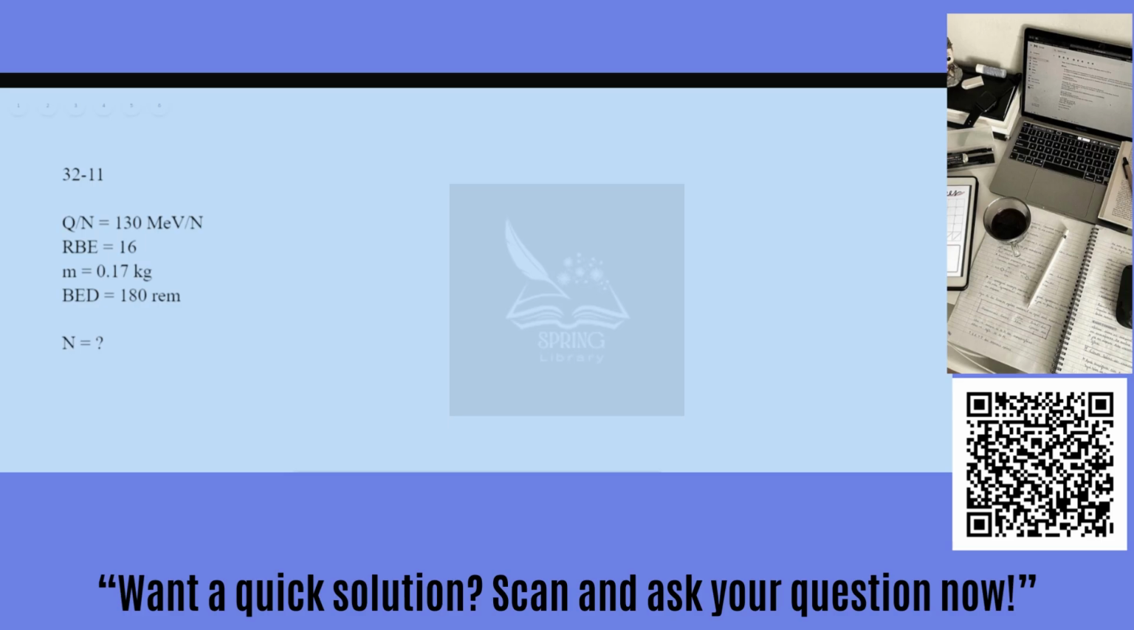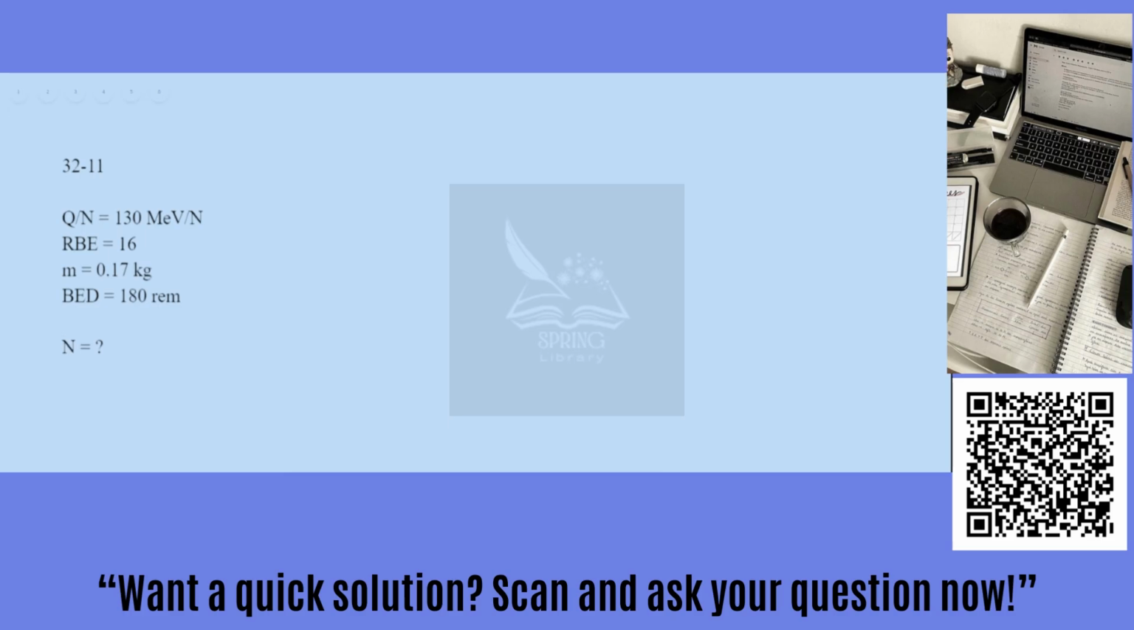All right, question 11 in our book states that a beam of nuclei is used for cancer therapy. Each nucleus has an energy of 130 MeV. So from context, we know that's 130 MeV per nucleus, which I put here as MeV per N, nuclei or events number, whichever you choose. And the RBE of this type of radiation is 16. The beam is directed onto a 0.17 kilogram mass or tumor, which receives a BED of 180 rem. How many nuclei are in the beam?